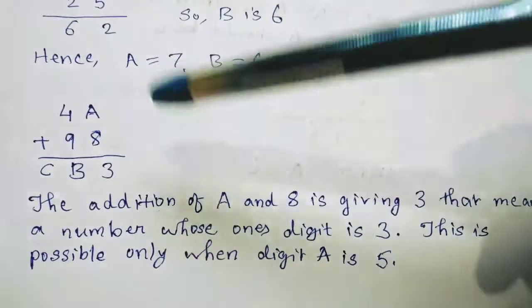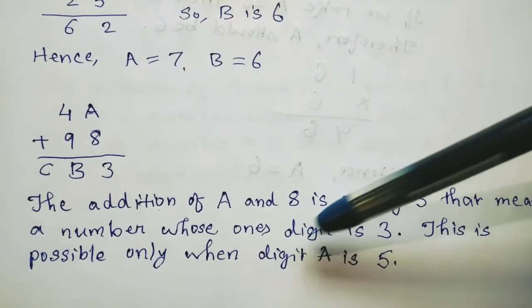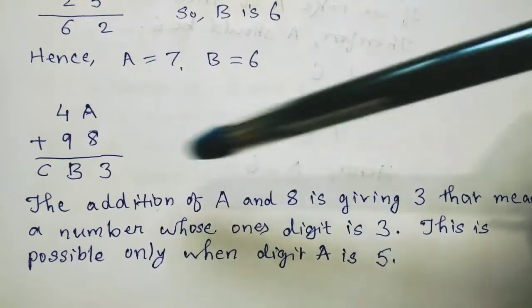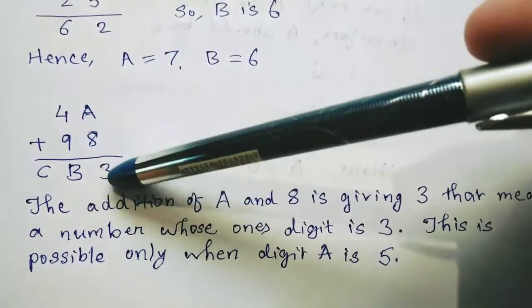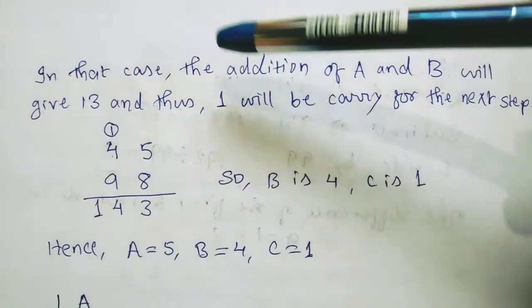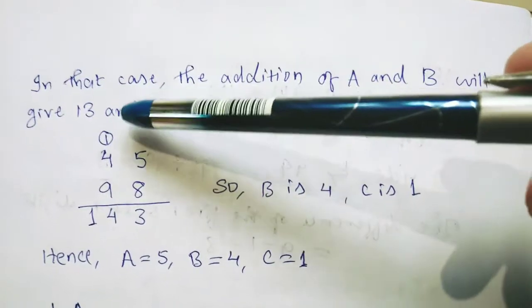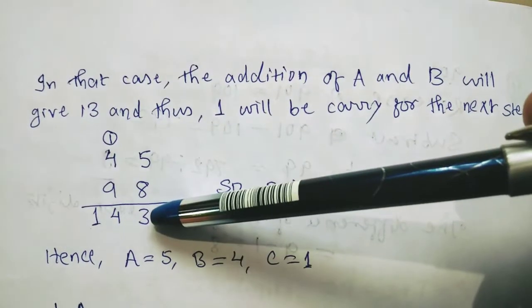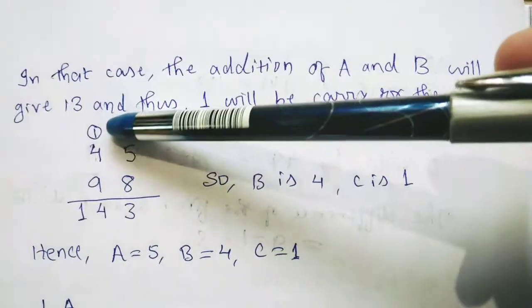So this is possible only when we take the digit A as 5. If we take A as 5, then what will happen? 5 plus 8 is 13, right? So here 3 is coming in ones place. So in that case, the addition of A and 8 will give 13. Like this, 5 plus 8 gives 13, so 3 here and 1 will be the carry for the next step. So 1 is the carry here.